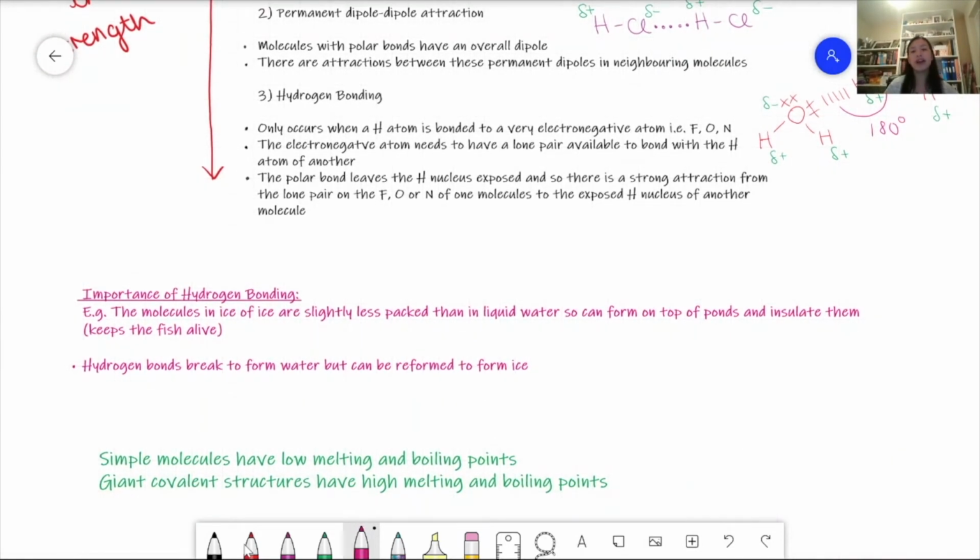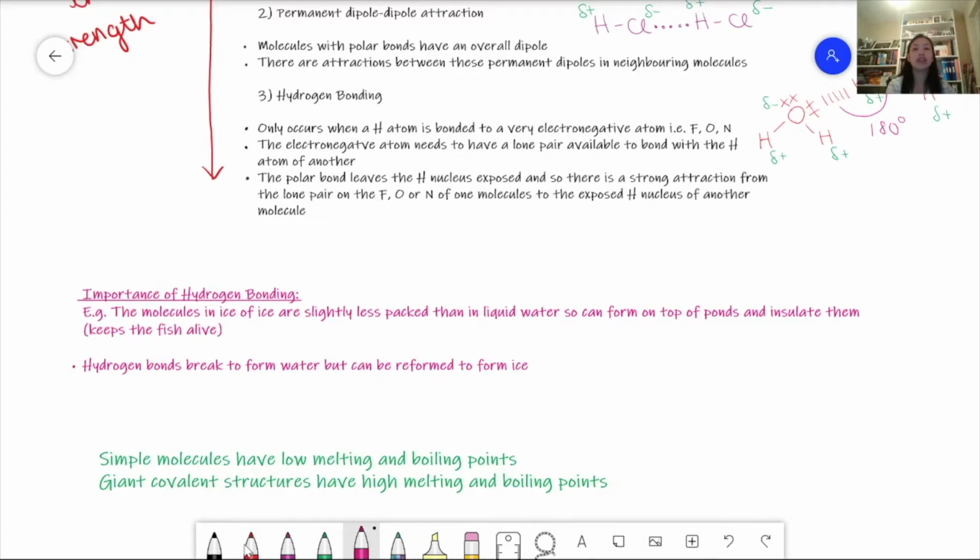So the importance of hydrogen bonding, for example: the molecules in ice are slightly less packed than in liquid water, so ice forms on top of ponds, and this insulates the ponds, so it basically keeps the fish alive. So that's quite a good feature for it to have. What happens when ice forms water is that the hydrogen bonds break.